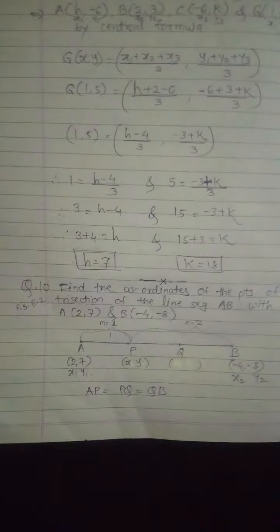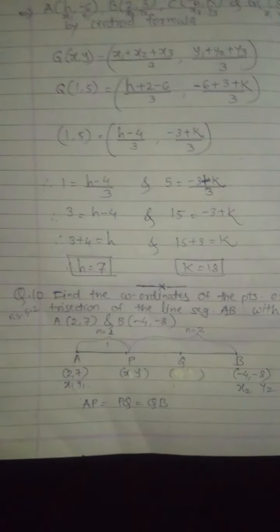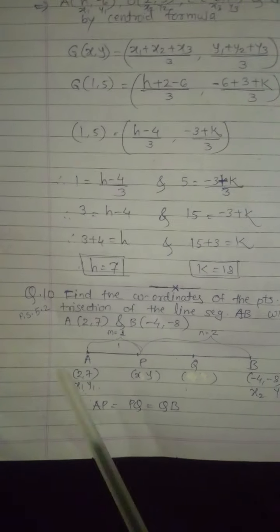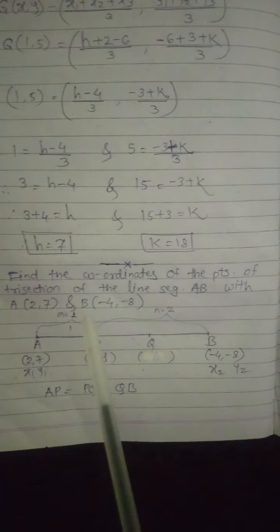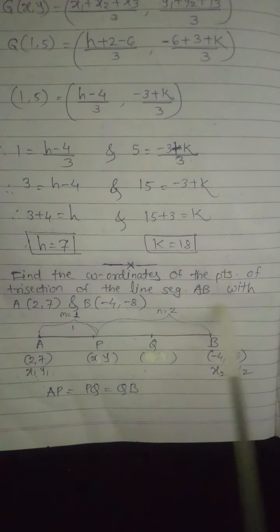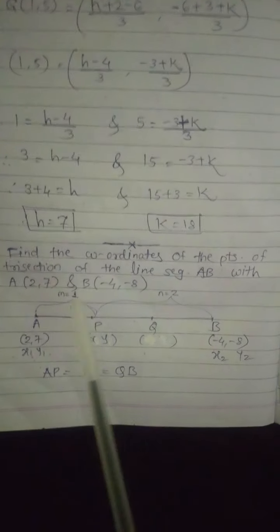Hello students. So today we are going to continue the chapter coordinate geometry of 10th standard from question number 10 of practice set 5.2. So the question is, find the coordinates of the points of trisection of the line segment AB with the point A (2, 7) and B (-4, -8).